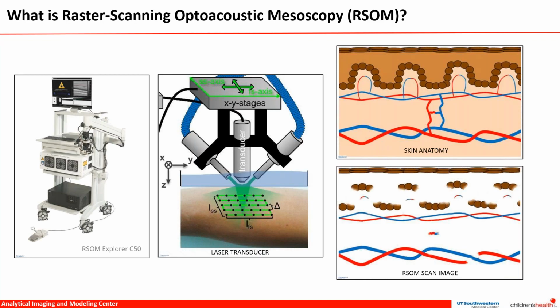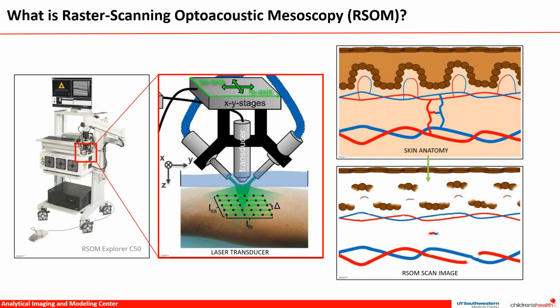Raster scanning optoacoustic mesoscopy, or RSOM, is an emerging, non-invasive imaging technology that provides morphological and functional information from the tissues. RSOM combines the resolution of optic imaging with the deeper tissue penetration of ultrasound detection, producing higher resolution images of tissues at greater depths than optical imaging alone. As seen here, it uses a 532 nanometer pulsed light laser to excite hemoglobin, causing thermoelastic expansion and generation of ultrasound waves. These waves are then mathematically converted to a high-resolution 3D image of the tissue.